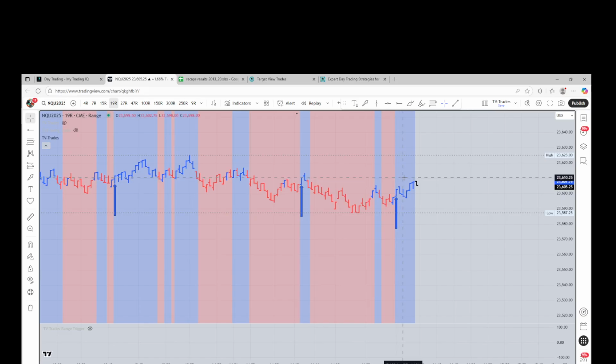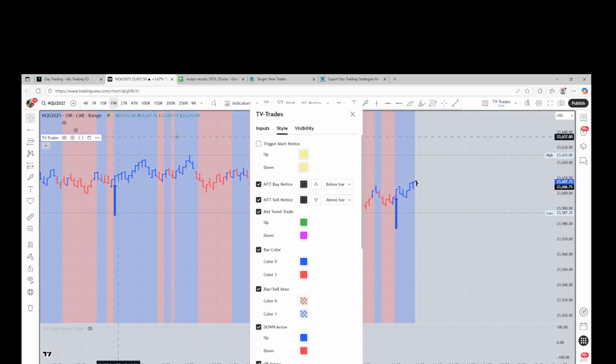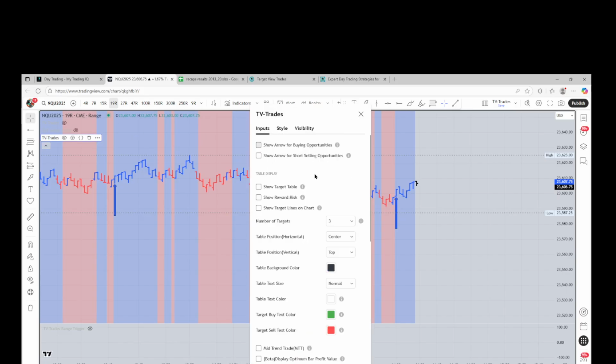This is something I believe Mark had asked me about at one point. This right here is the default indicator that comes on when you just put the TV Trades on. You can turn that off right here. If you want to shut that off, you turn it off right there. You can turn it on and leave it on, and also put the shorts on if you want, going in the other direction.